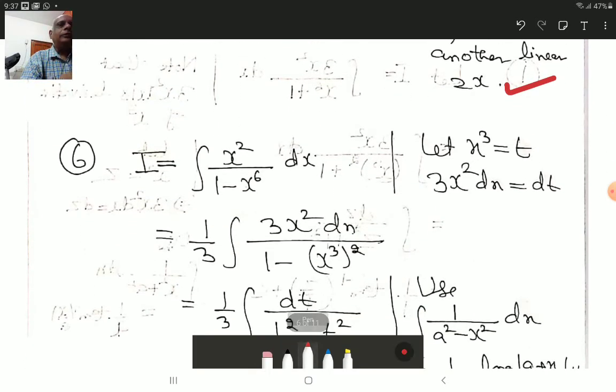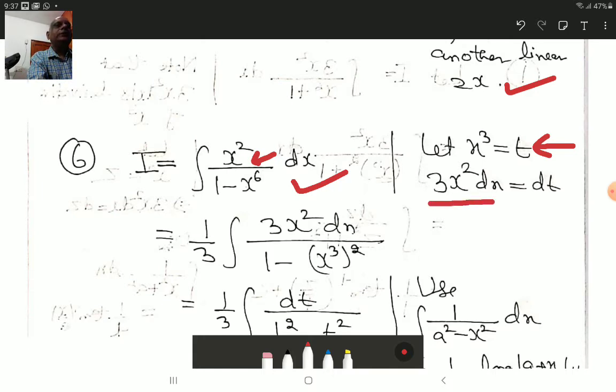I is equal to integration of x square upon 1 minus x raised to power 6 dx. So let x cube is equal to t. You see, this x square will be derivative of x cube. Not perfectly. Derivative of x cube is 3x square. 3 can be adjusted. But definitely x square will come by differentiating x cube only. So I will take x cube as t.